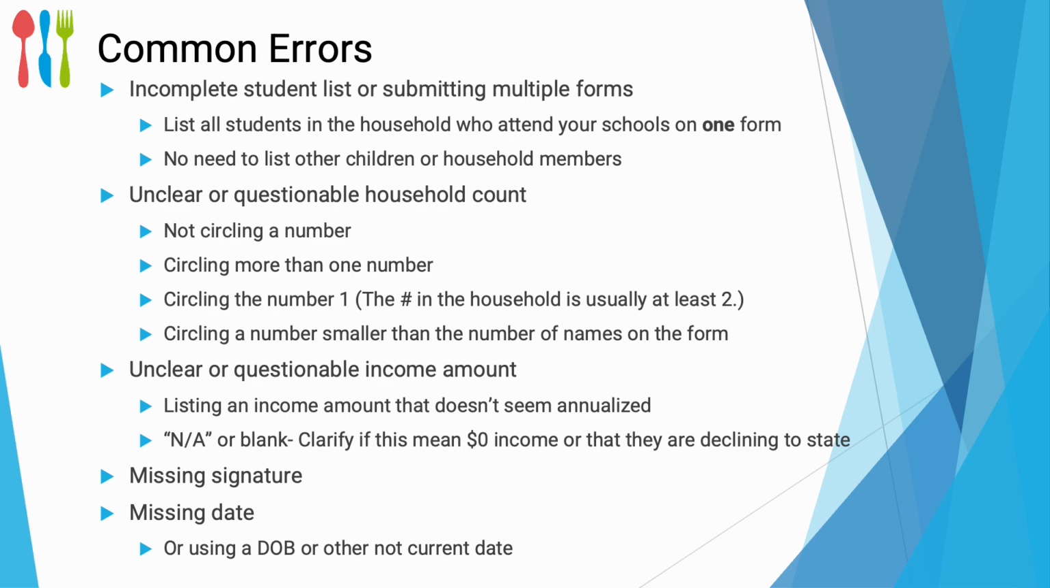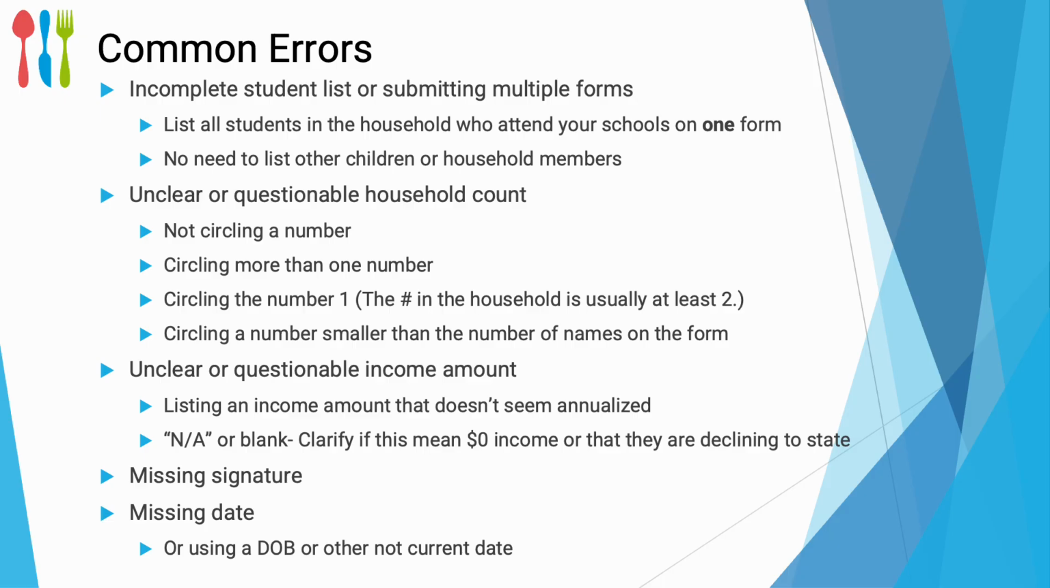Another problem is just an unclear or a questionable income amount. So if they list an income amount that doesn't seem to be annualized, we might ask you to confirm that. So if they list $500, we're assuming that might be what they make on a weekly or monthly basis, not necessarily an annual amount. We might ask you to check on those.